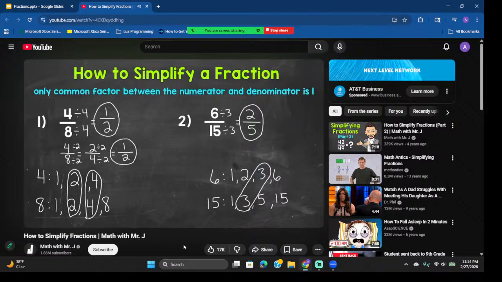Now one more thing I do want to mention is that a fraction can already be in simplest form. So for example, if you have the fraction of 3/4 and you are looking to simplify, that is already in simplest form. The only common factor between 3 and 4 is 1, so that would be in simplest form as is. So something else to keep in mind.